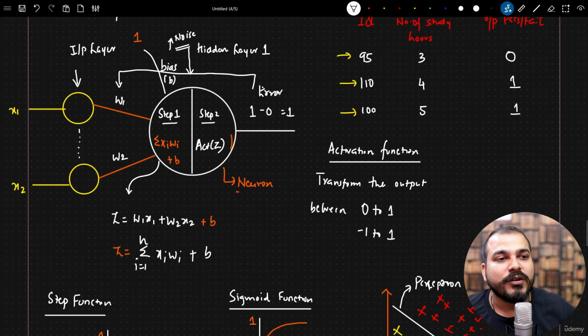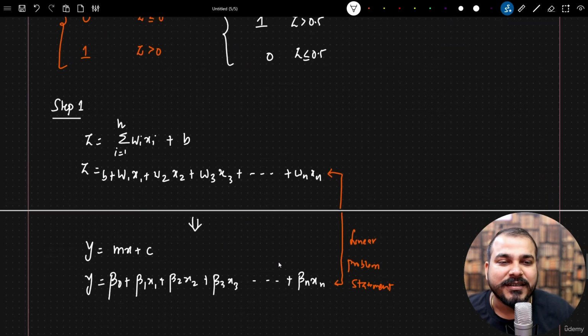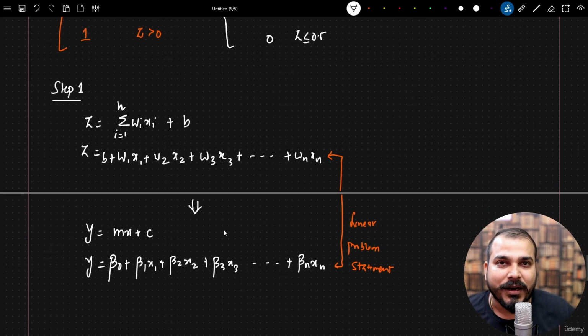This error that we are getting, we also say this as loss function, or if we take all the records at once, we basically say it as cost function. And we really need to update these weights by just going forward and backward, which we also say as forward propagation and backward propagation. Anyhow, we will be discussing that in the multi-layered neural network.